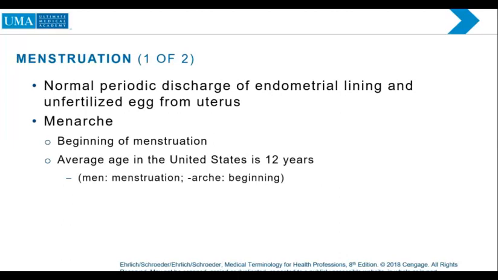Let's next discuss the process of menstruation. This is a normal periodic discharge of endometrial lining and unfertilized egg from the uterus. The menarche is the beginning of menstruation. The average age in the United States is 12 years. Men means menstruation and arche means beginning.